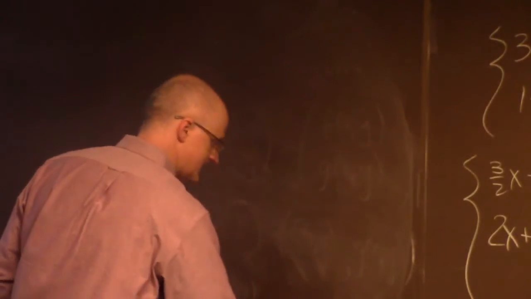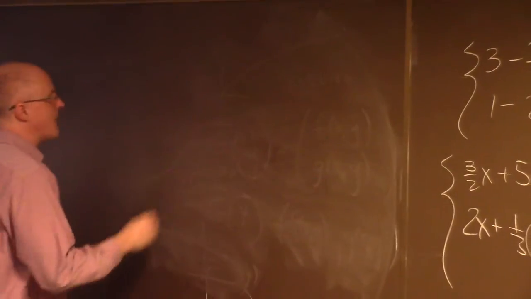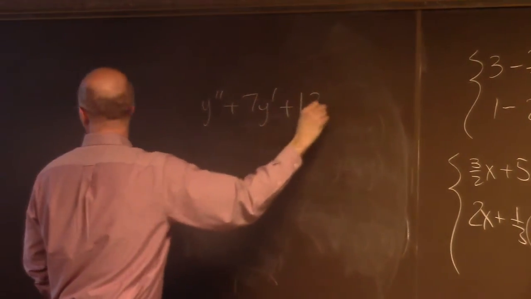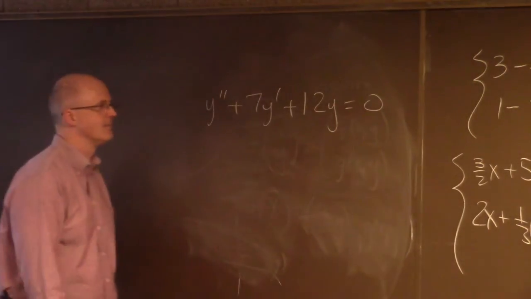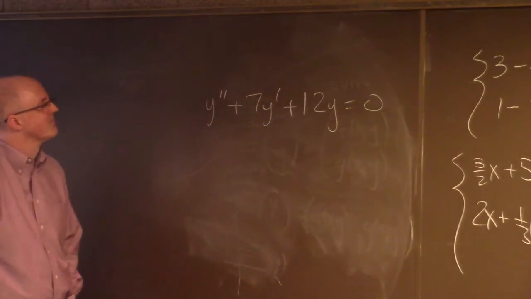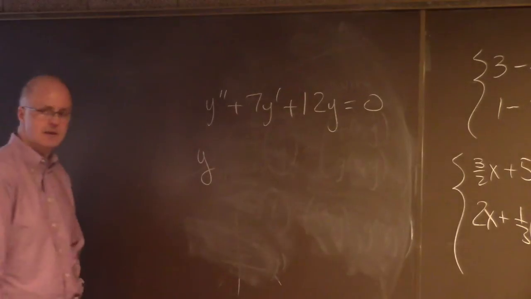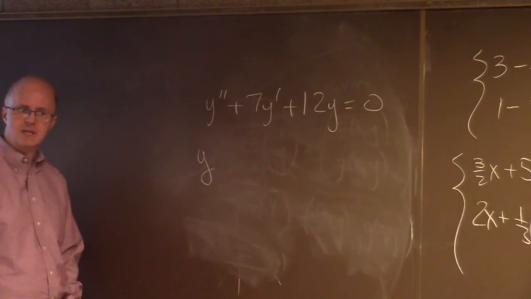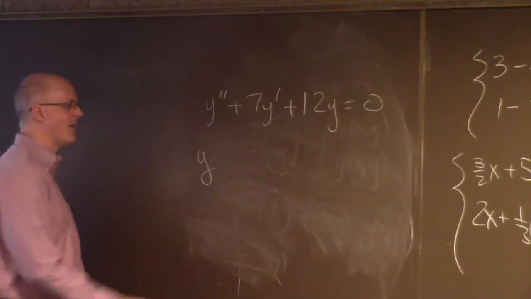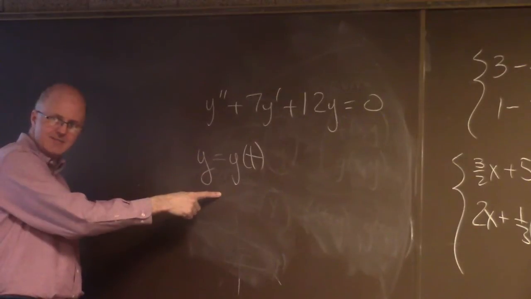So let's consider one of those examples. I'm going to go ahead and use prime notation. Y double prime plus 7y prime plus 12y equals 0. Save some time to use prime notation. So we're after a function. Y is a function of t. I'm going to avoid calling it phi of t here. We will go back to phis later on, but not now.